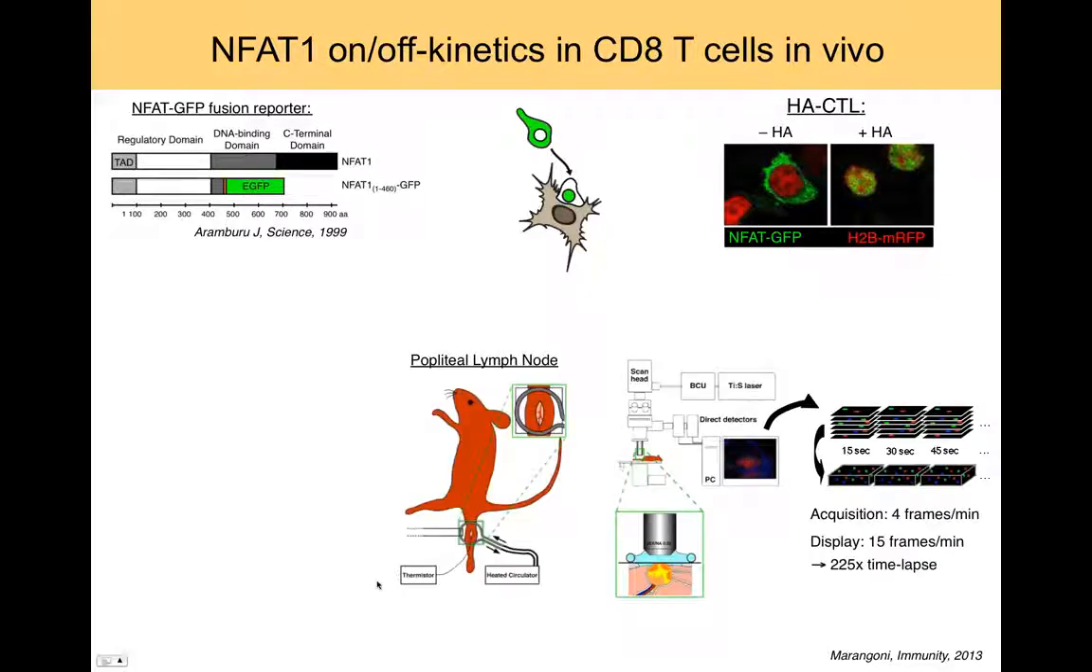So we first validated this reporter in an imaging model that we have a lot of experience with. This is the popliteal lymph node. So here in anesthetized mice, we make a small skin incision behind the knee of the mice to expose the popliteal lymph node.